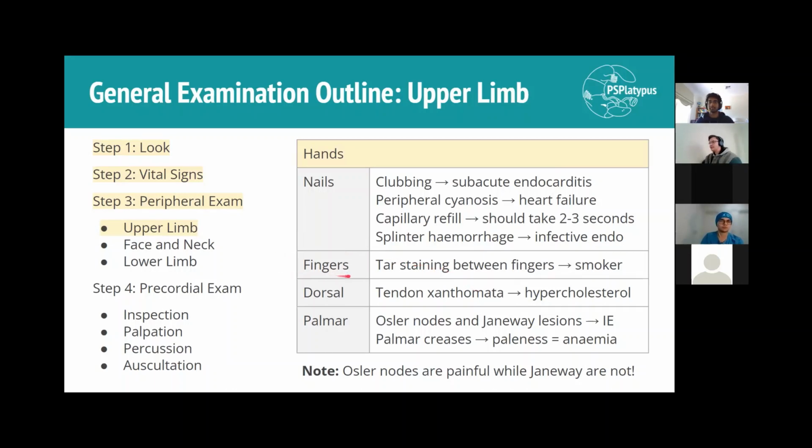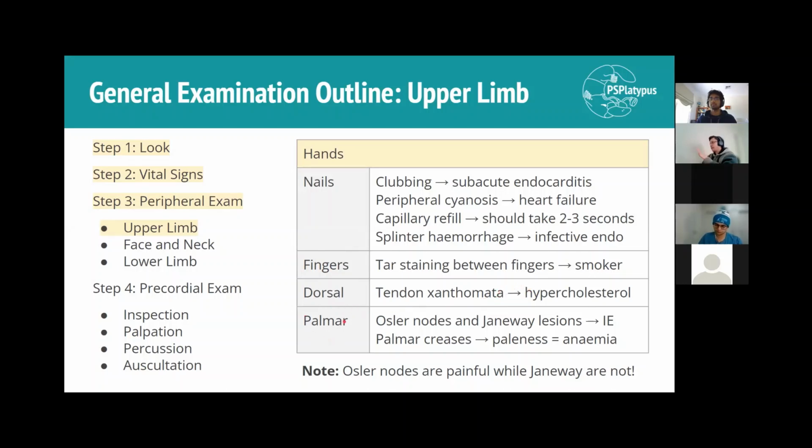And then when you go into fingers, there's really only one thing you're looking for. If you look between the fingers, you're looking for tar staining. So signs that this person might be a smoker and therefore at risk of heart problems. On the dorsal aspect, so think about the back of the hand, you're looking for tendon xanthomata. That indicates there are cholesterol deposits, and again, a risk factor for heart problems. You can also look for tendon xanthomata around the elbow, but we're focusing on the hands for now.